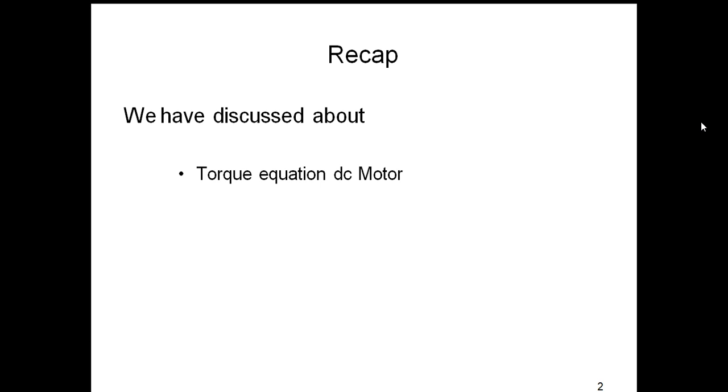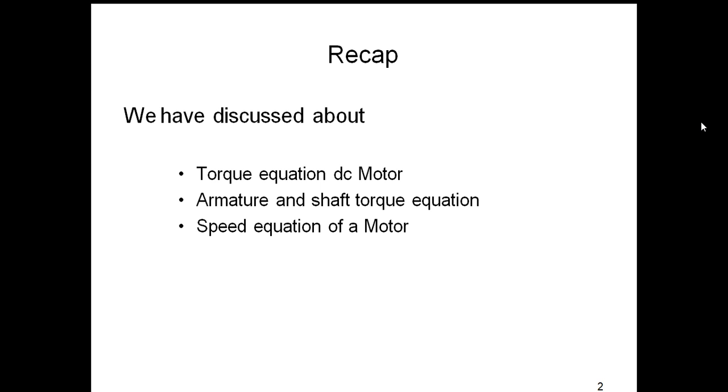In the previous presentation, we have learned about the torque equation of a DC motor, that is the armature torque and shaft torque, and also we have learned about the loss torque and their equations, and also we have learned about the speed equation of a motor.